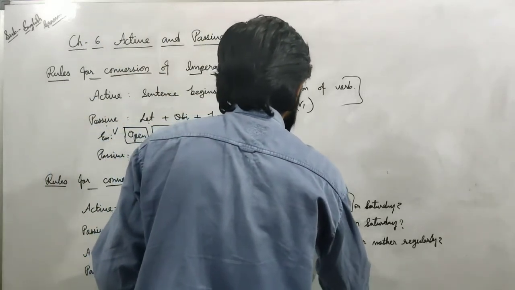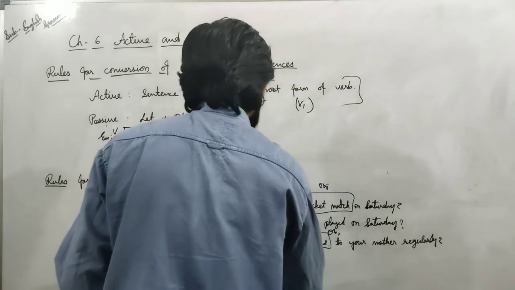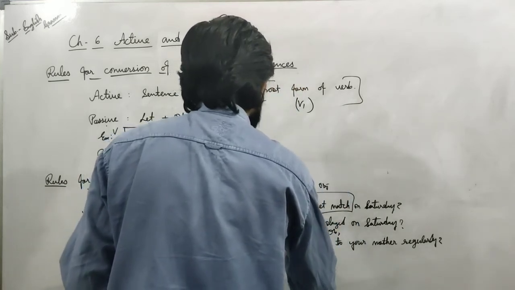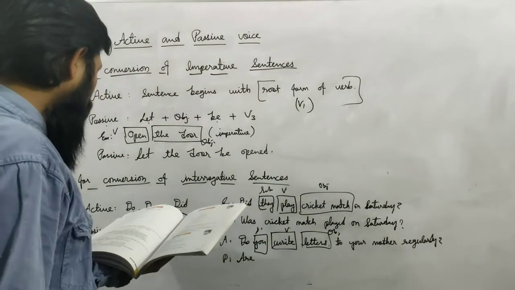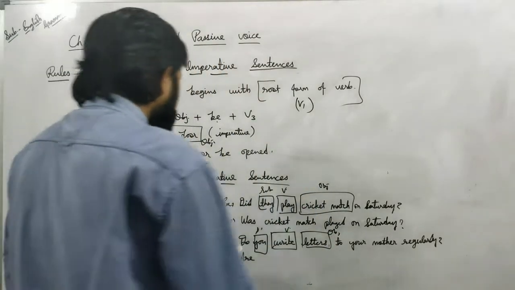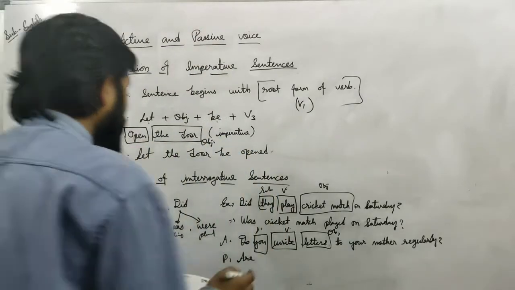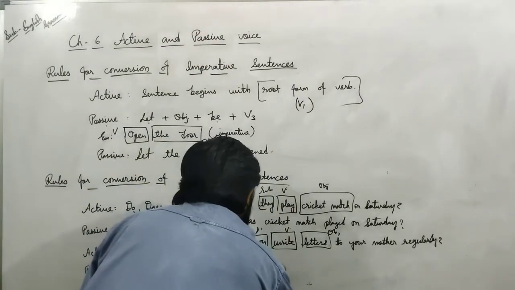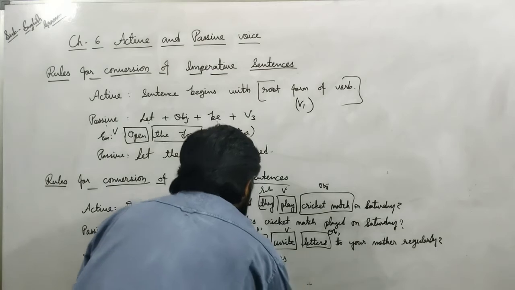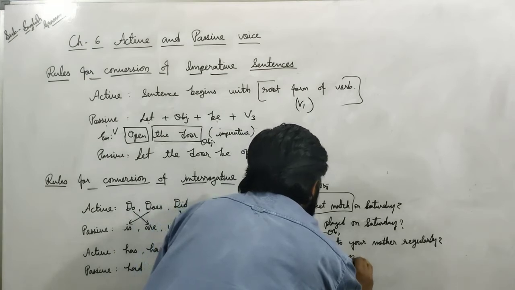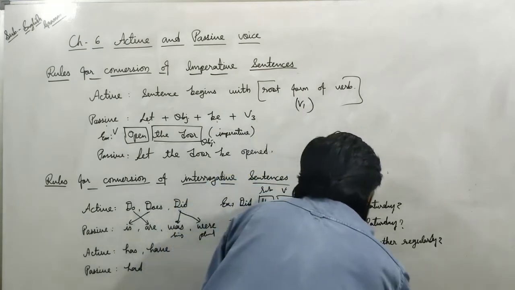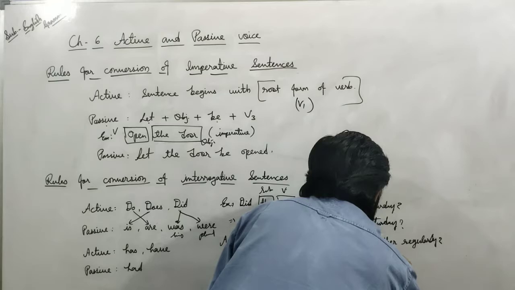Like letters is the object, you is the subject, and write is your verb. It is the main part. So it is not difficult for you. You can directly change it into the new sentence. Letters written to your mother regularly.